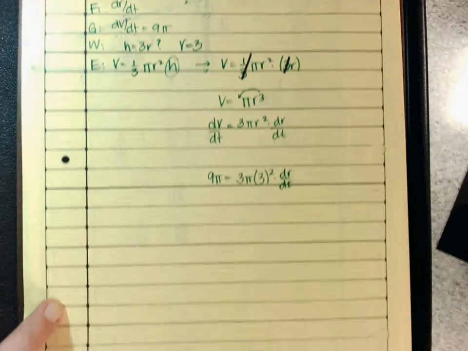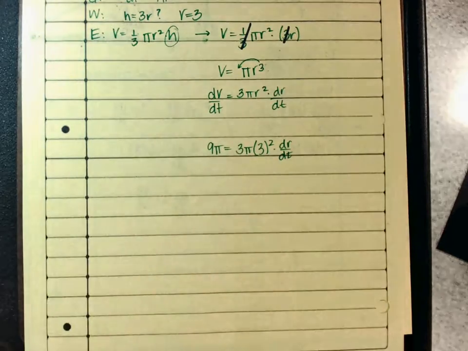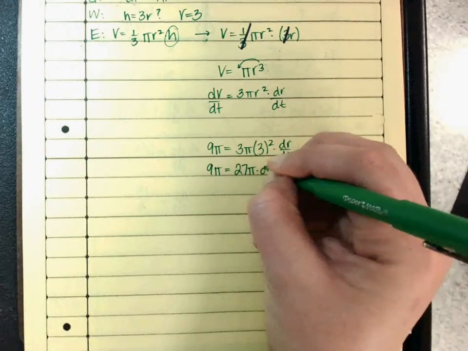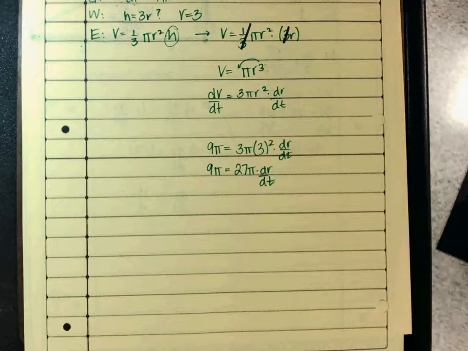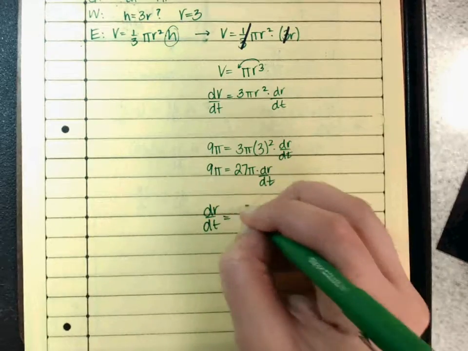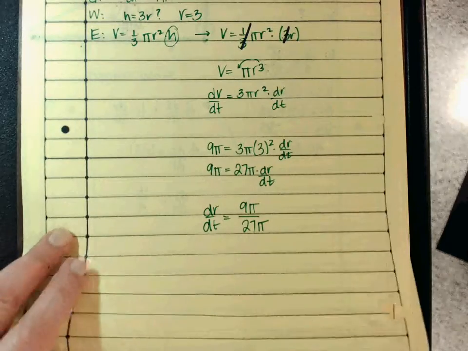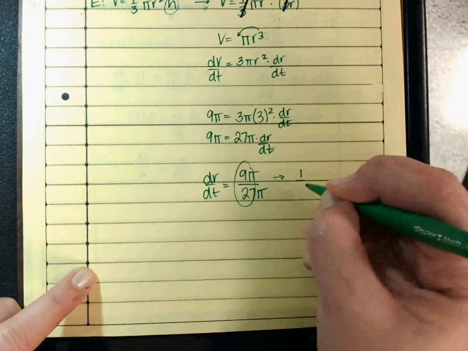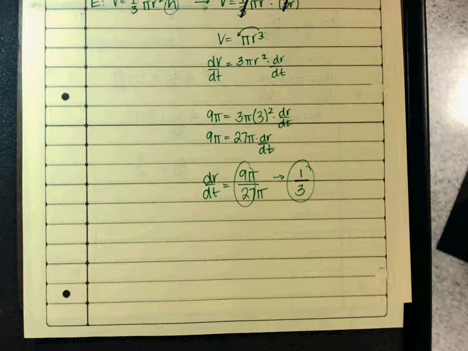From there, what is 3 squared? 9 times 3 again. So that'd be 27 pi dr/dt. If I want to solve for dr/dt, I'd have to divide by the 27 pi on the bottom. So dr/dt equals 9 pi over 27 pi. What's going to happen with the 9 over 27? That would reduce to 1/3. And notice my pi's would go away because they cross out with each other. Yeah?